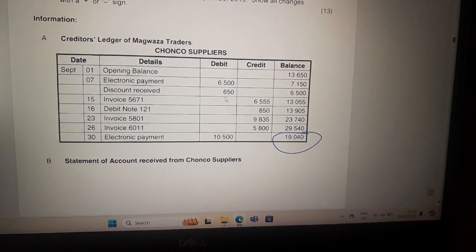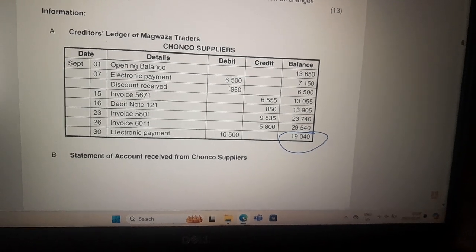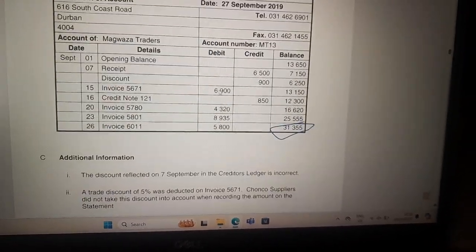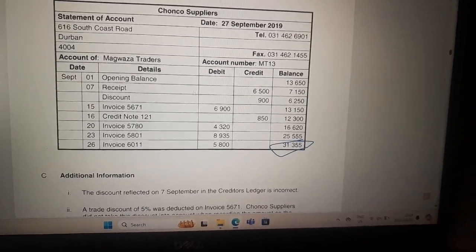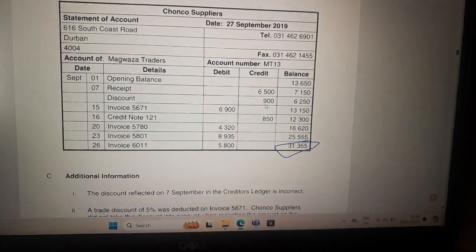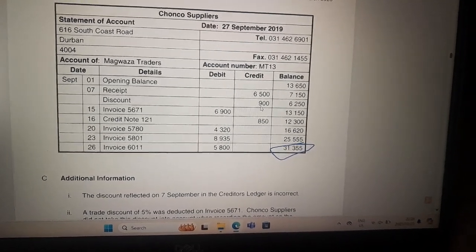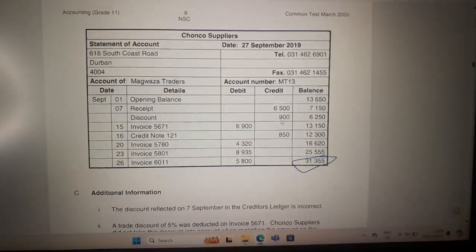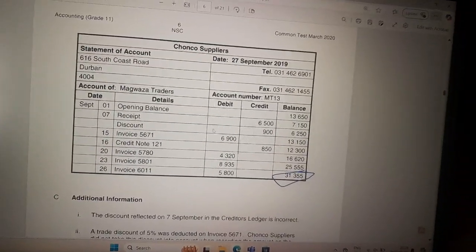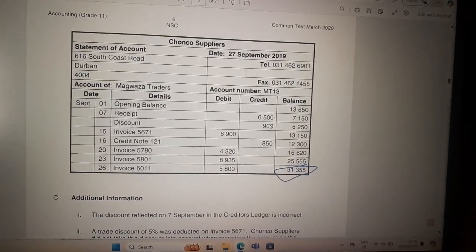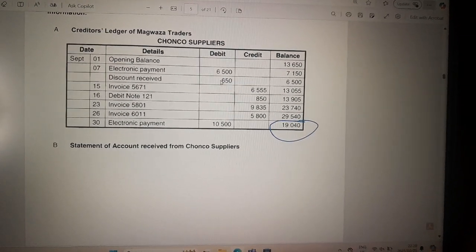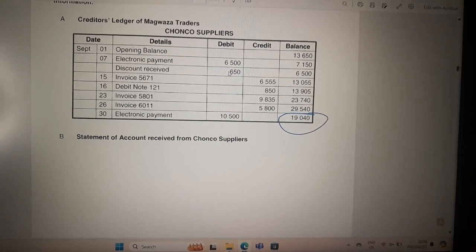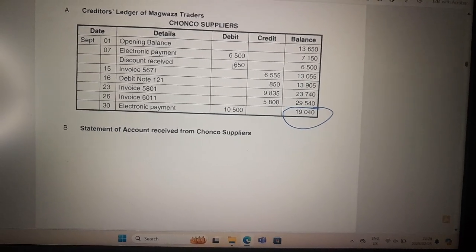Now we check another problem. We check and it says it's 650. Then we compare it to the one on the statement. The statement says 900. Meaning that on the creditors ledger, they understated. They were supposed to deduct or give themselves a discount of a total of 900, but they only gave themselves a discount of 650. They minus less than what they were supposed to minus. They were supposed to minus 900, but they minus 650.